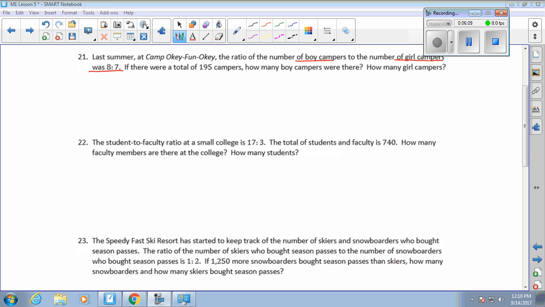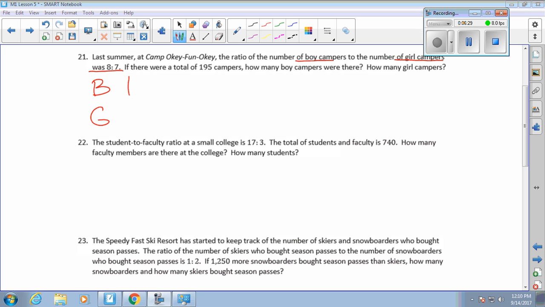So the 8 represents the boys or the girls, Aiden? If it's 8 to 7, and it says the number of boy campers to girl campers, the 8 represents the boy campers and the 7 represents the girl campers. Great job, Aiden. So I'm going to draw a tape diagram for the boys and the girls.